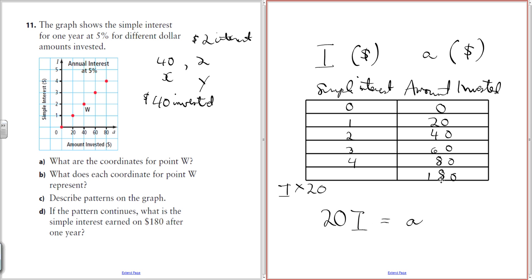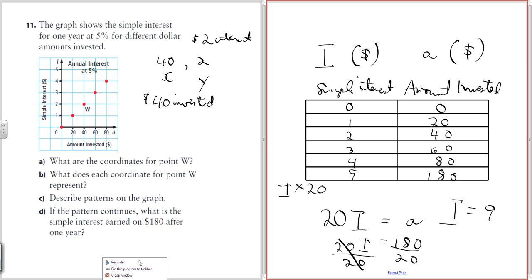So again, I know my amount invested, so I could put 20I equals 180. And we know from isolating the variable, if I divide both sides by 20, I get I on one side, and on the other side, 180 divided by 20 is 9. So I would get $9 interest. So that's it. That's question number 11 in a nutshell. I wonder if I can turn this off now. There we go.